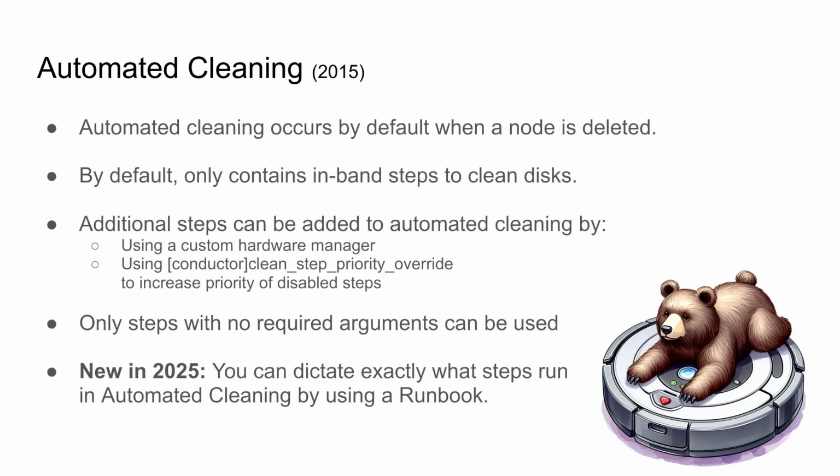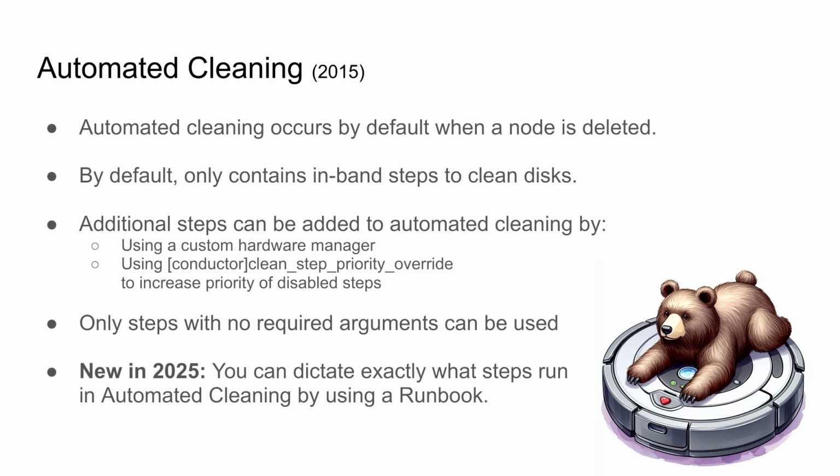But you can easily add steps to it, like we've said, using a custom hardware manager, or if it's a step that we ship that we don't enable in automated cleaning by default, we have configuration to allow you to override those priorities. Although I think that the use of that config is going to go down because new in 2025, we get rid of this limitation and we get rid of this obscure config file if you're willing to create a runbook, which is just a collection of steps that you pre-assembled.